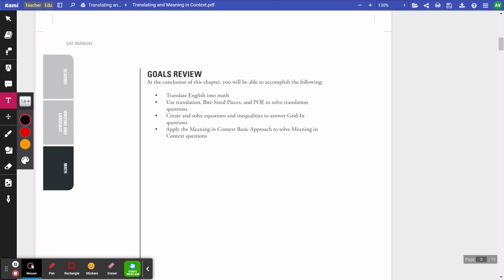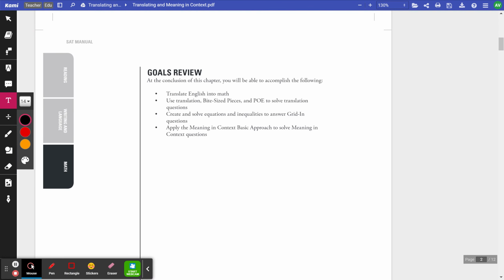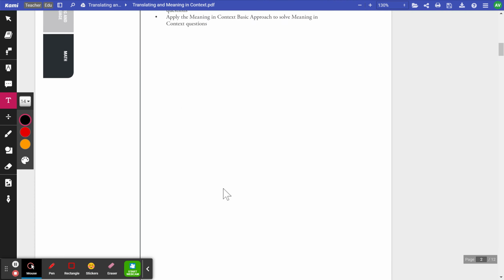Okay, so our primary focus right now is we're going to translate English into math, because pretty much what they're talking about is word problems. So we're going to use translation, bite-sized pieces, and process of elimination to solve questions. We talk about creating and solving equations and inequalities for grid-ins. And then a different lesson will be about meaning and context.